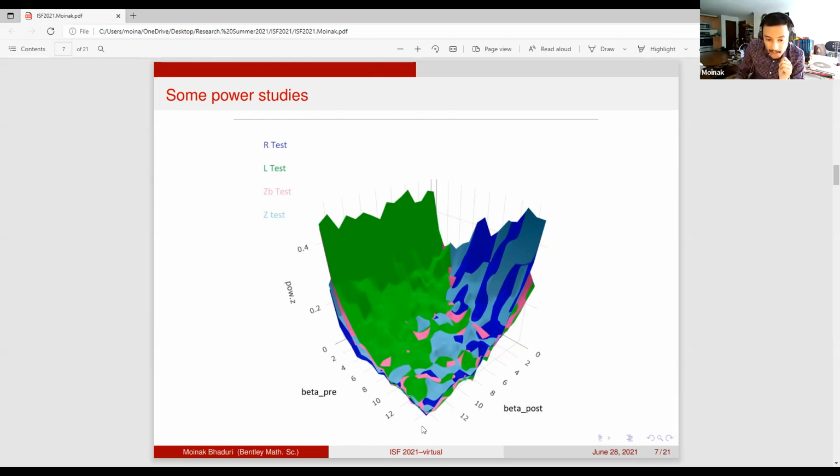You would also notice that along the diagonal on the floor, when the pre and the post change parameters are very similar to each other, we have a valley in this power mountain, which is expected because around those times, detection is very, very hard. But on the edges, when the pre and the post change values are very dissimilar, detection is easier, which is why the power mountains are so steep around those points, okay?